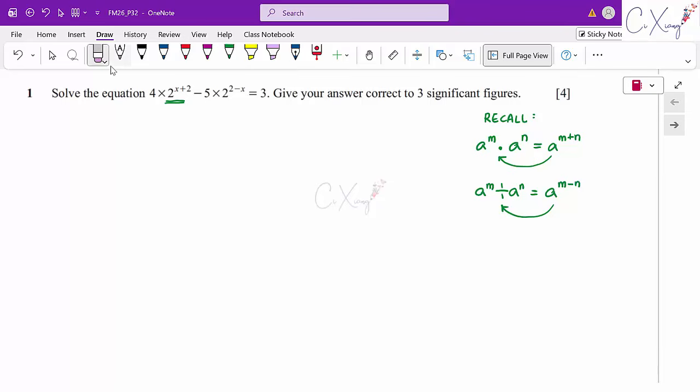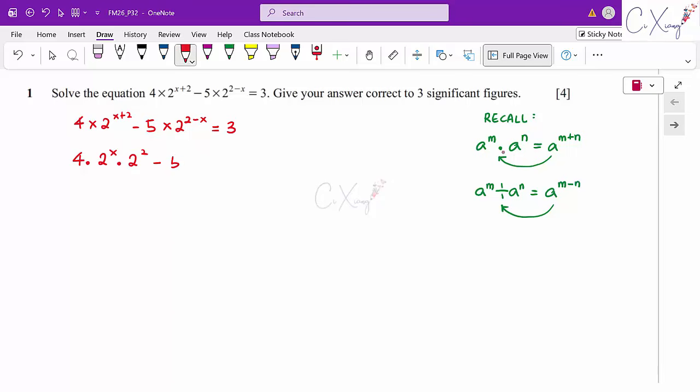All right, so let's start with our equation here. I'm having 4 multiplied with 2 power x plus 2, then minus 5 multiplied with 2 power 2 minus x, then equals to 3. Okay, so first of all, I would like to apply this particular indices rule in this part. When I'm having 2 power x plus 2, I want to do it backward. Therefore, 4 is a constant, I just copy, I don't touch anything. 2 power x plus 2, I can separate to become 2 power x multiplied with 2 power 2.